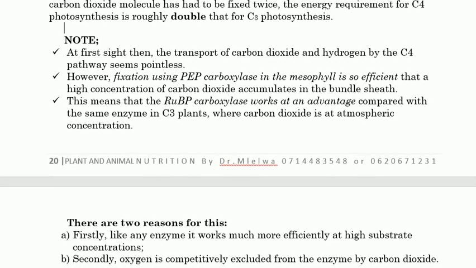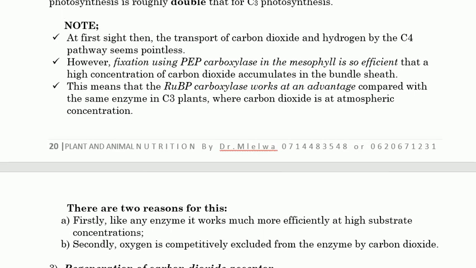Now, there are some things to note. First, at first sight, the transport of carbon dioxide and hydrogen by the C4 pathway seems pointless. If you don't consider it well, you can ask why the plants are doing this, but they get an advantage. However, fixation using PEP carboxylase in the mesophyll is so efficient that a high concentration of carbon dioxide accumulates in the bundle sheath. So if you are using the double fixation mechanism, the first fixation fixes a lot of carbon dioxide.